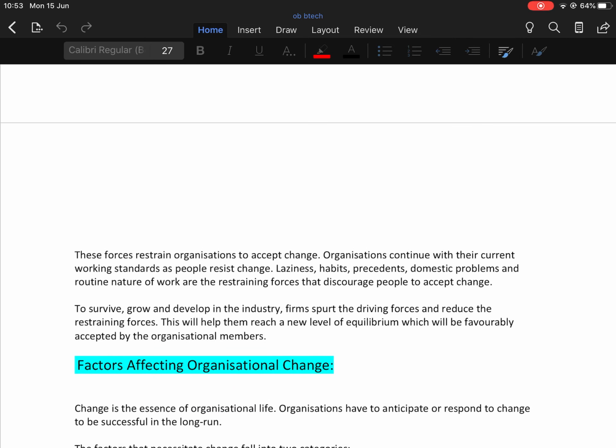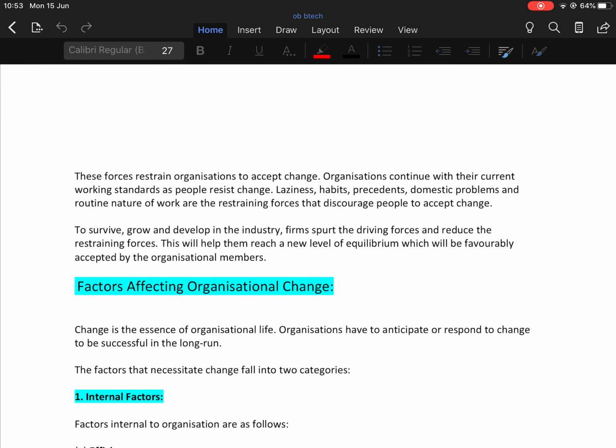These forces restrain the organization from accepting change. Organizations continue with their current working standard as people resist changes. Laziness, habits, domestic problems, and routine nature of work are the restraining forces that discourage people from accepting change. To survive, grow, and develop in the industry, firms spur the driving forces and reduce the restraining forces.